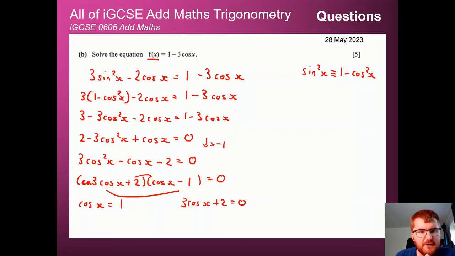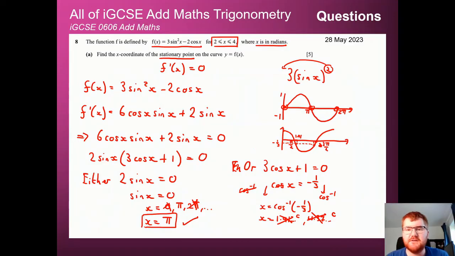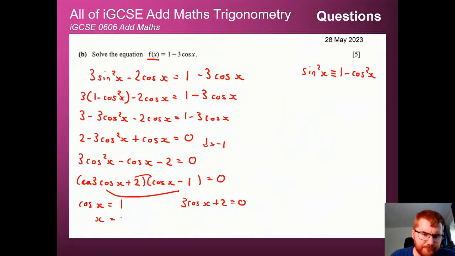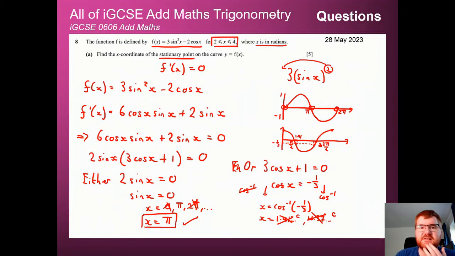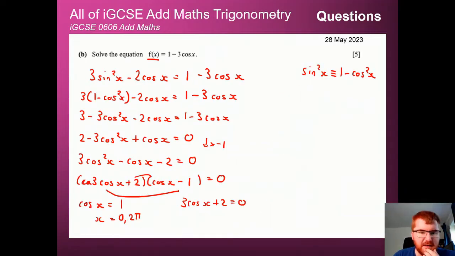So for this first one here, cos x is equal to 1. Well, if you think of the cosine graph, this is why a good sketch is very useful, it's only 1 at 0 and 2 pi. So right here and right over here. So let's write down those two answers. Notice our domain is still the same here, so it's still between 2 and 4. So I think we can discount both of these answers. And now let's look at the other equation. So if we solve this, cos x is equal to minus 2 over 3.